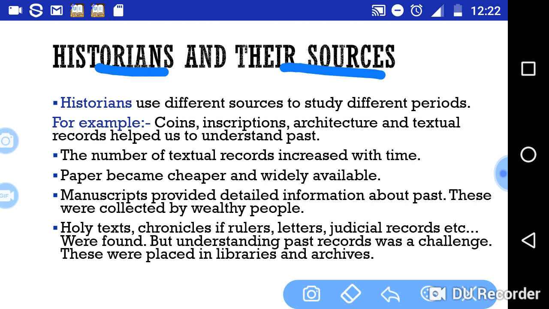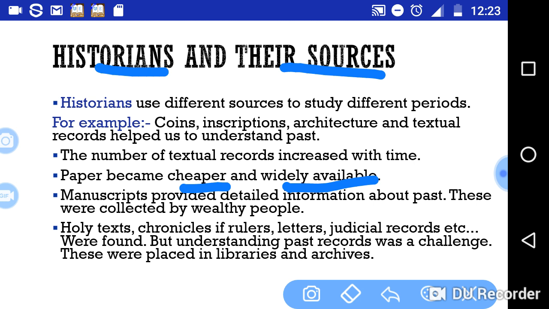But as time proceeded, textual records helped historians to understand the past, and the number of textual records increased with time because paper became widely available. Many manuscripts provided detailed information about the past, and these manuscripts were collected by wealthy people. Holy texts, chronicles of rulers, letters, judicial records, etc. were also found, and these were helpful for historians and for us to know about the past.